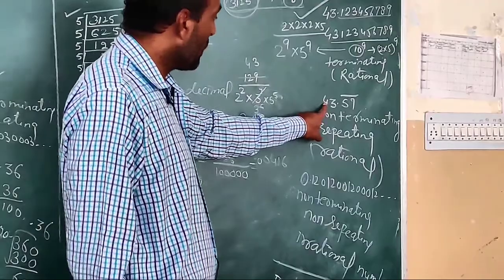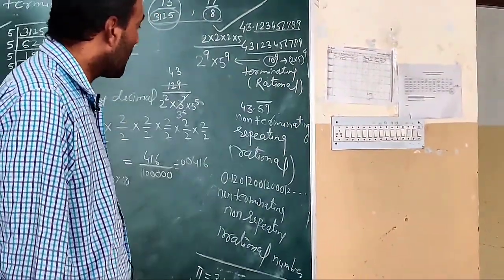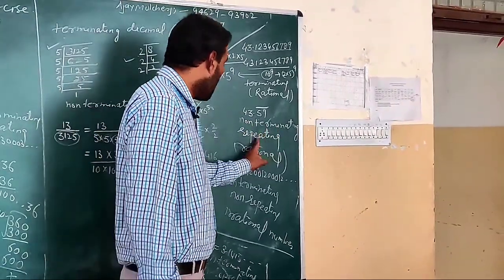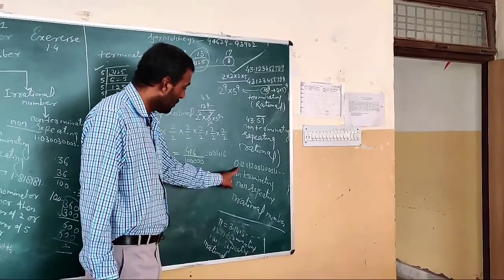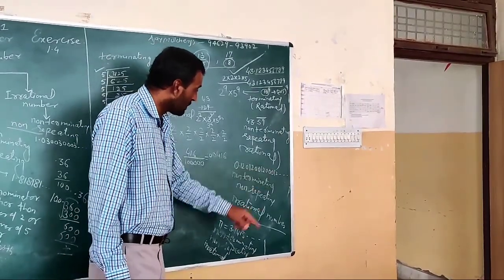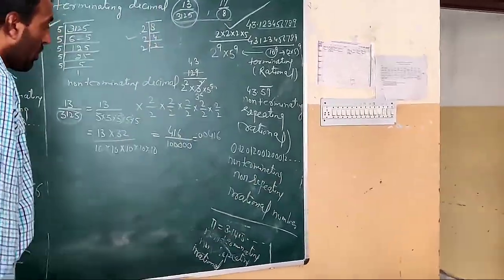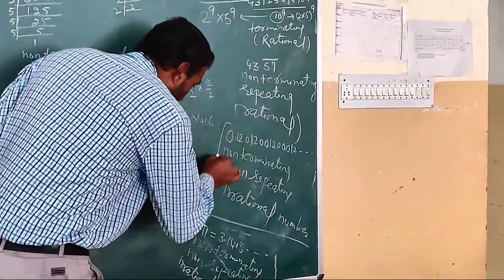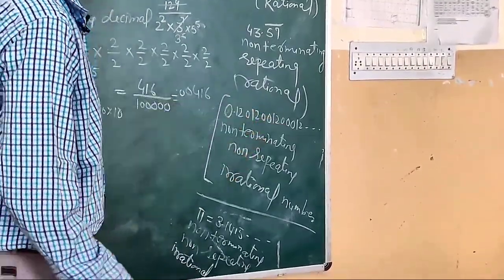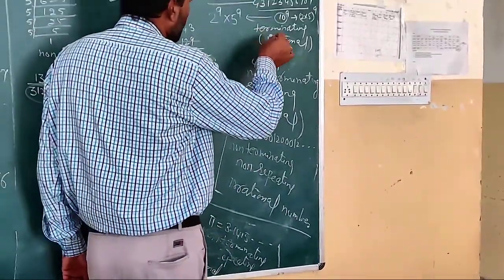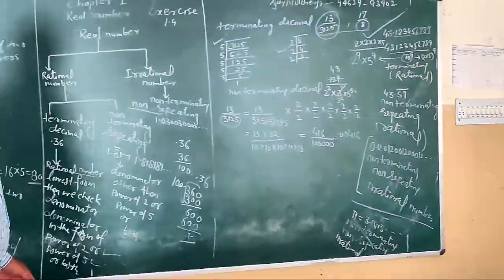Now look at there, 43.57 bar, 57, 57, 57 many times. So this is non-terminating repeating, and this is also a rational number. One more example: 0.12, 0, 12, 00, 12, 000, 12 and so on. This is called non-terminating, non-repeating. This is irrational. So an irrational number is always in the form of non-terminating, non-repeating, but a rational number is always in the form of terminating as well as non-terminating repeating.